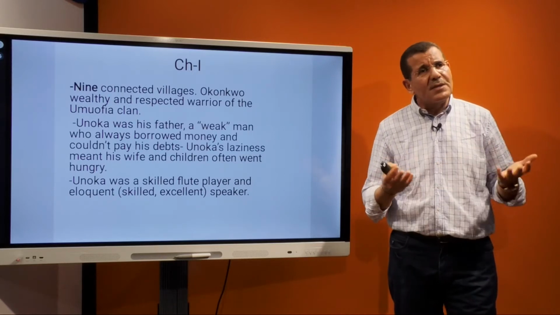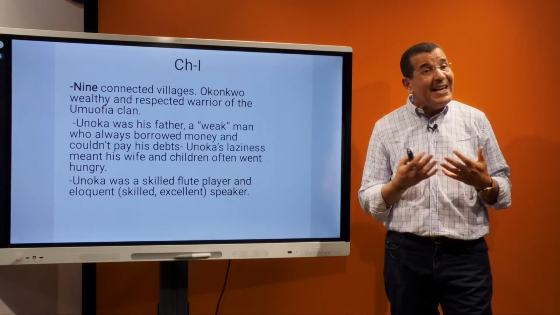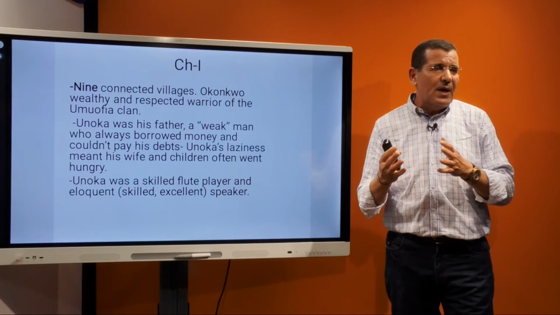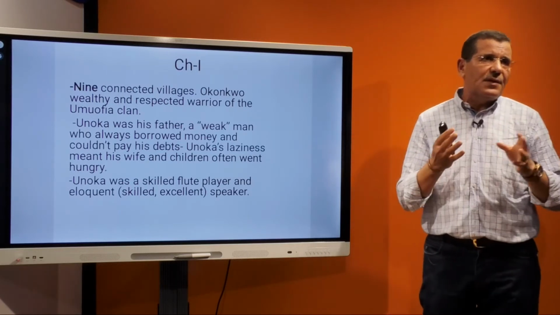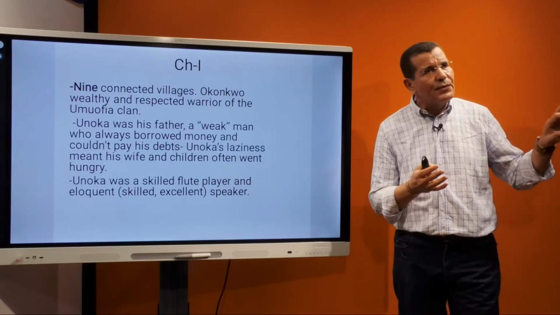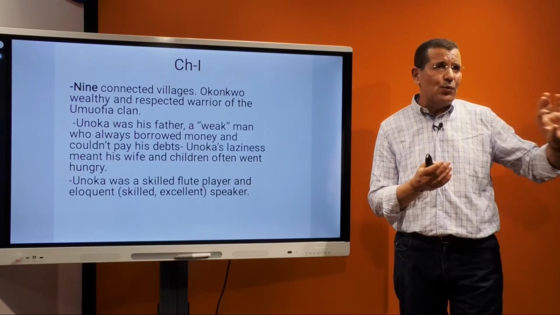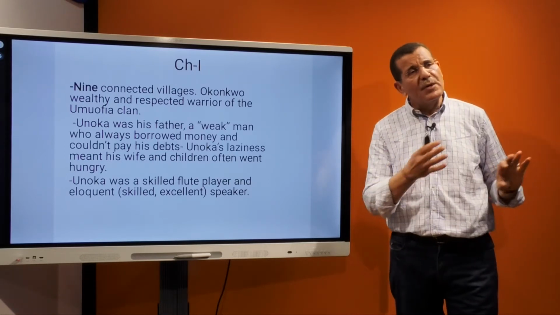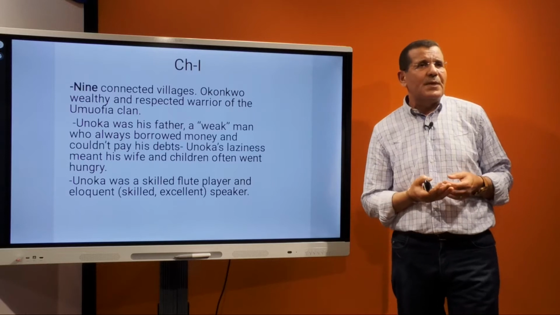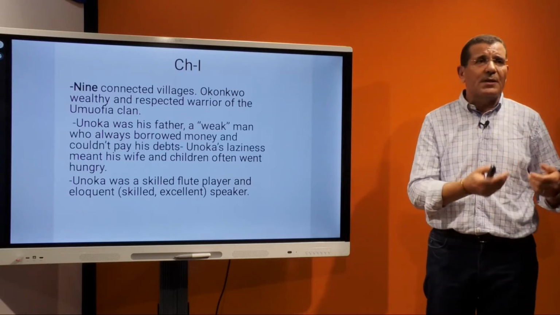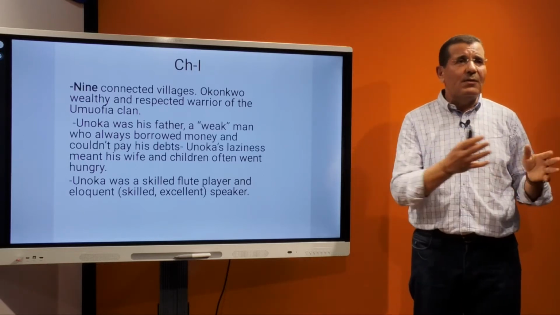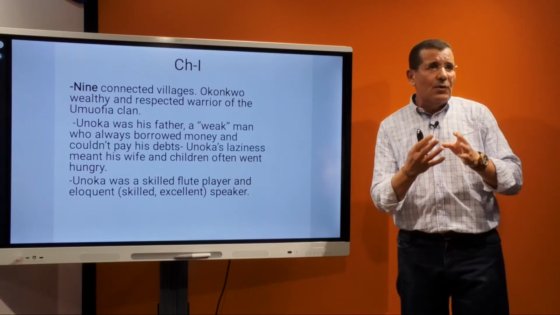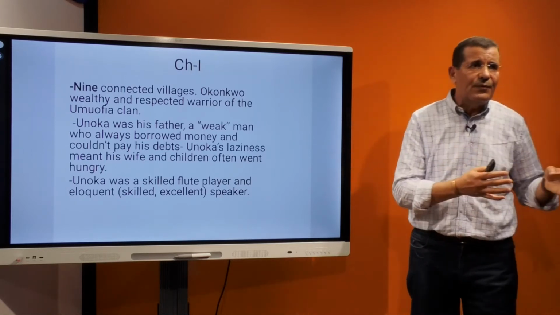And he was a skillful flute player and eloquent speaker. And we have two opposite characters, father and son. The elimination of Unoka as a castrated man, as a weak man, and the beginning of Okonkwo. The thing that I can get from this is that it is a society, a culture which moves, and has the conflict of generation. The son is not like the father.